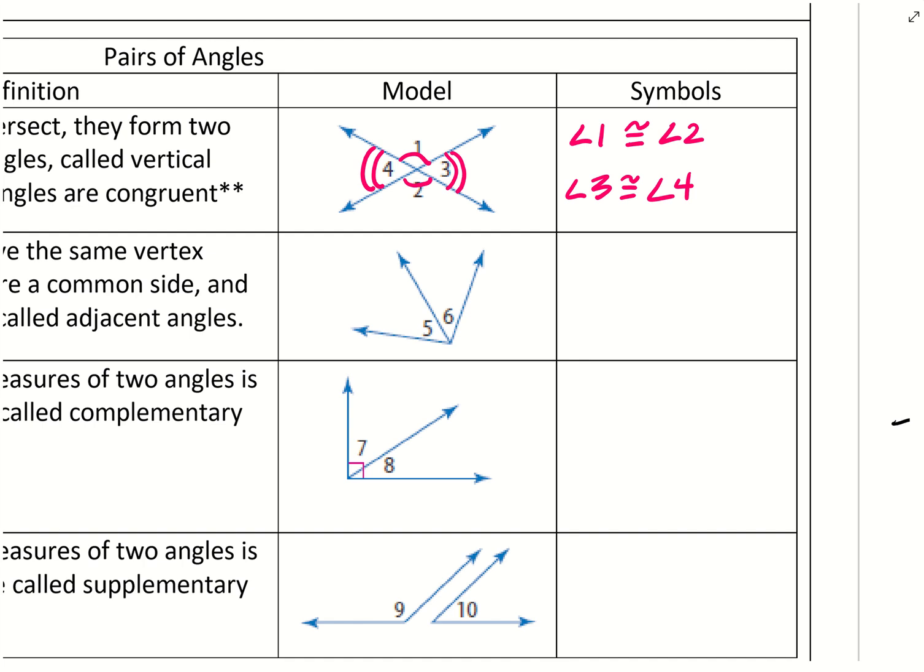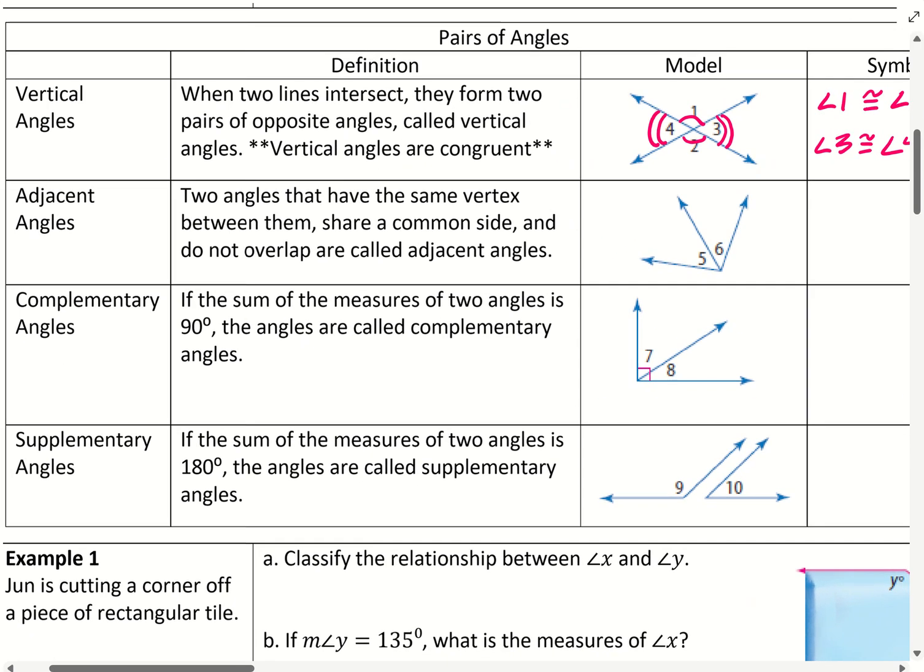Because they're also vertical angles. When you see those dashes or those arcs, and they've got the same number of arcs like that, that means they're congruent. So that's why 3 and 4 both have 2. It's because they're congruent. You'll see that in lots of places.